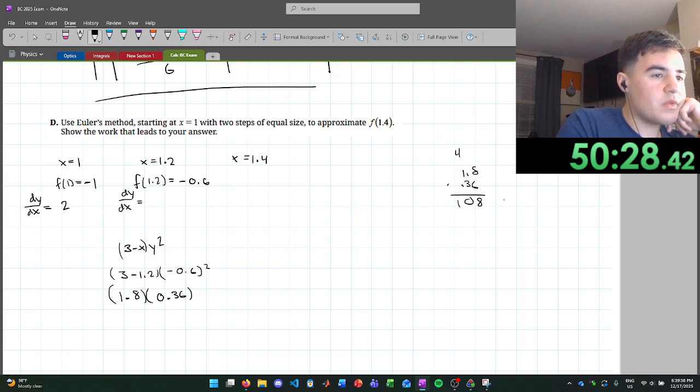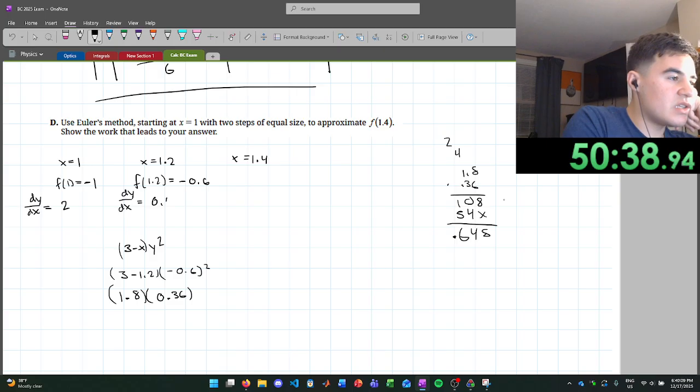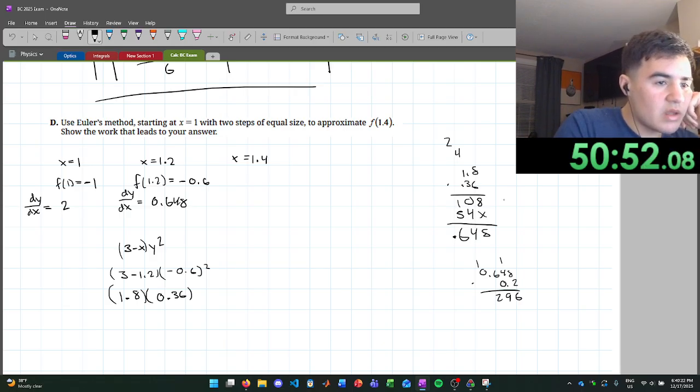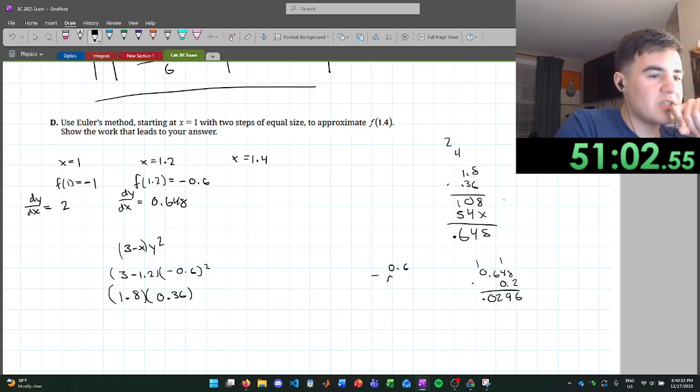So we get 1.8 times 0.36, which is 0.648. Then 0.648 times 0.2 is going to be 4 decimal places, so it's going to be 0.0296. So we're going to add that to -0.6, so we get -0.6 minus 0.0296.